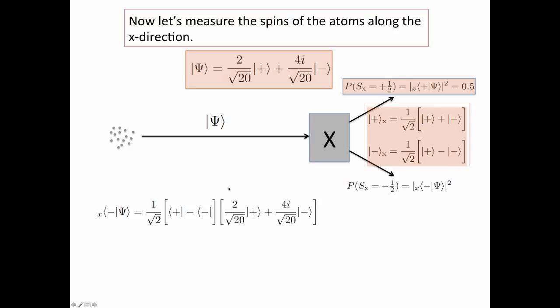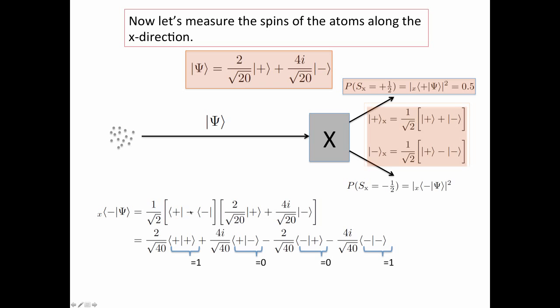We can calculate the probability that an atom will have spin down along the x direction in exactly the same way. The calculation is almost identical, except the minus bra along the x direction now has this extra minus sign here. We multiply out the square brackets again, insert 1 for the inner products of the states with themselves and 0 for the inner products of one state with the other state, and group the results together, and this time we get 1 over square root of 40 times 2 minus 4i.